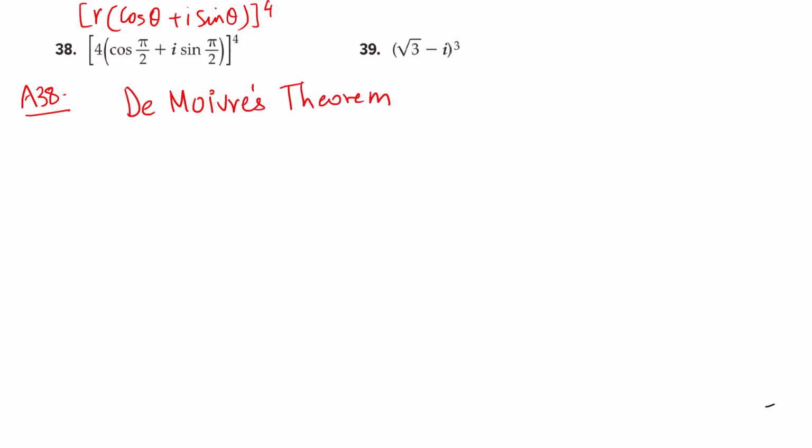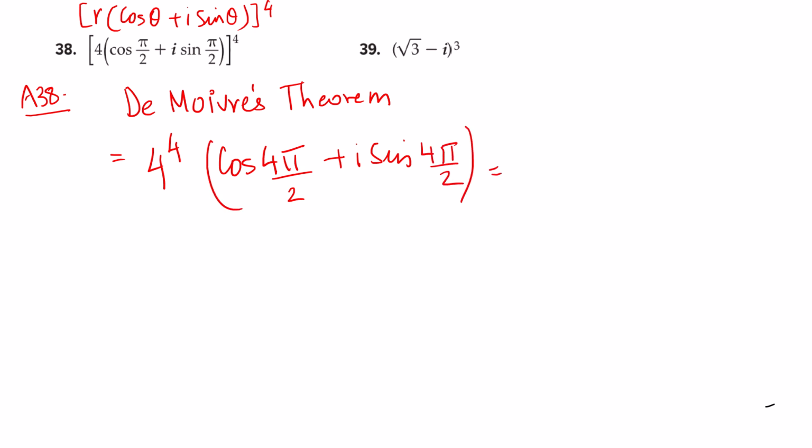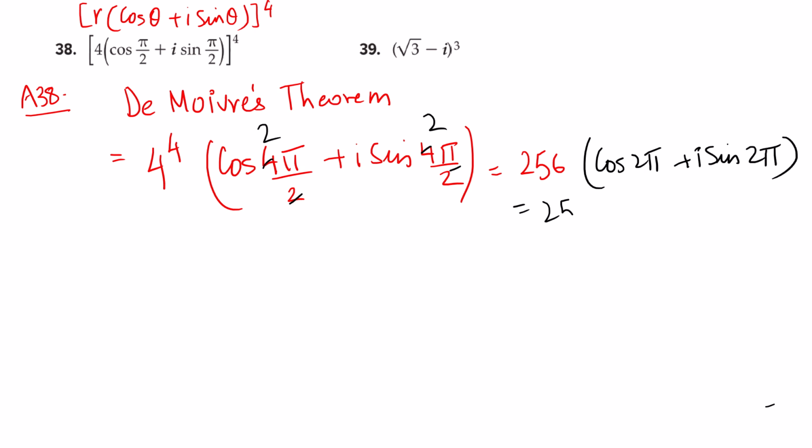So what does it say? If you want to find the fourth power, then r will be raised to the power and the angle will be multiplied with the power. So 4 gets multiplied to the angle, and I can simplify this using my calculator. 4 to the power 4 will be 256, and for the angle 4 and 2 will be divided, so this will become cos 2 pi plus iota sine 2 pi.